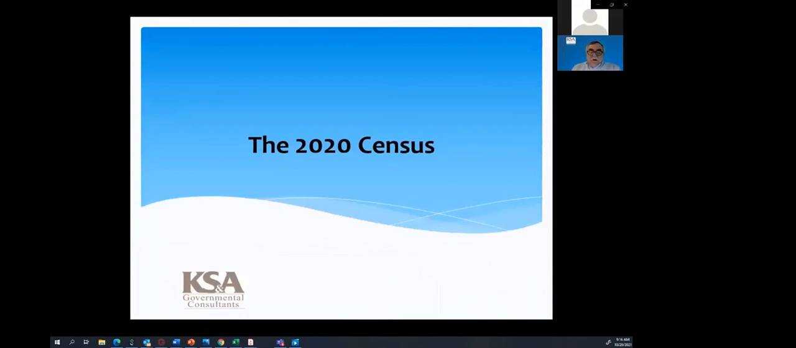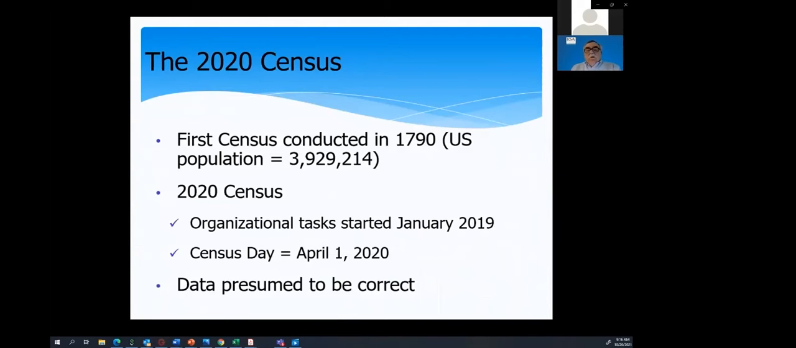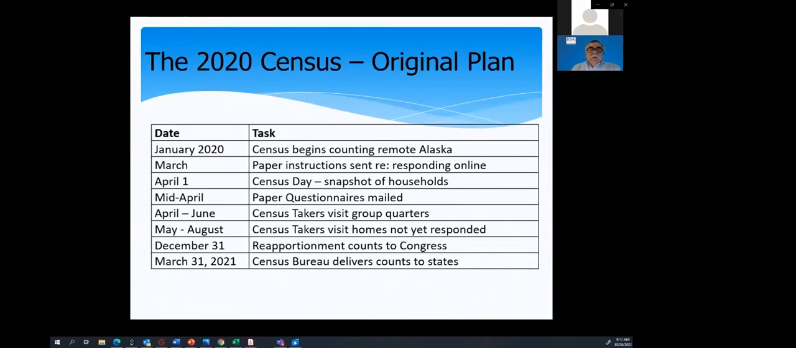Let's talk briefly about the 2020 census. This country has been conducting a census for many, many years. The organizational tasks regarding the 2020 census actually began about a year and a half before Census Day, which is April 1st. And the census data is presumed to be correct.